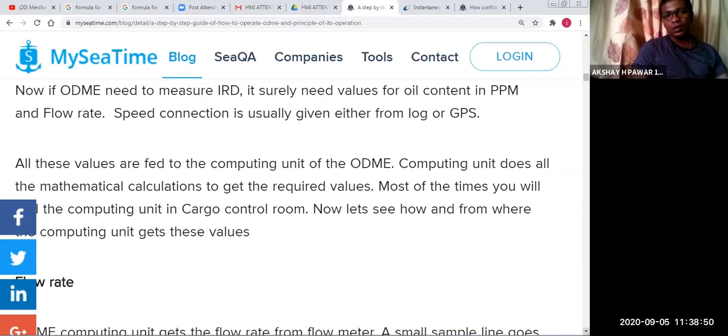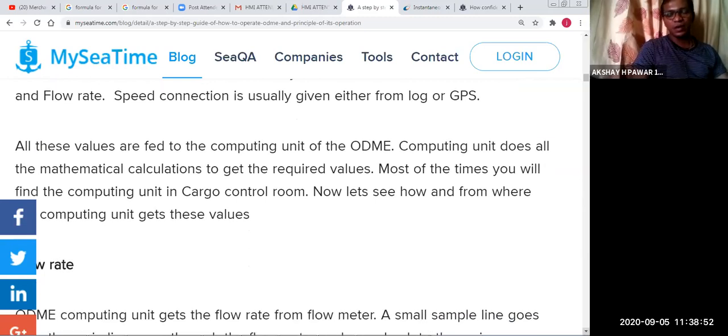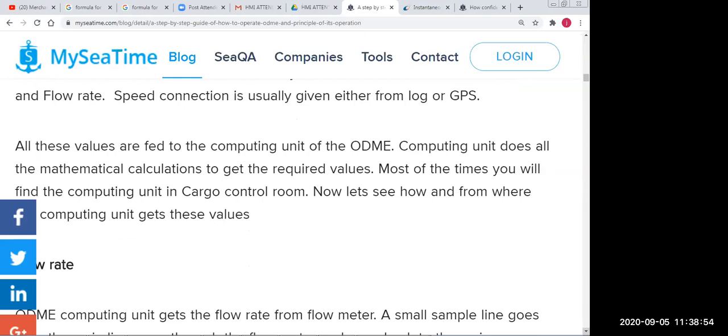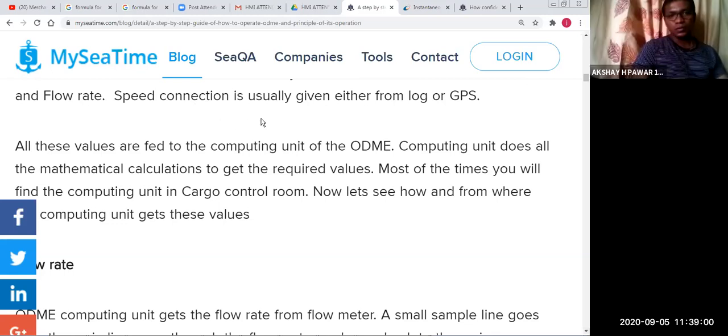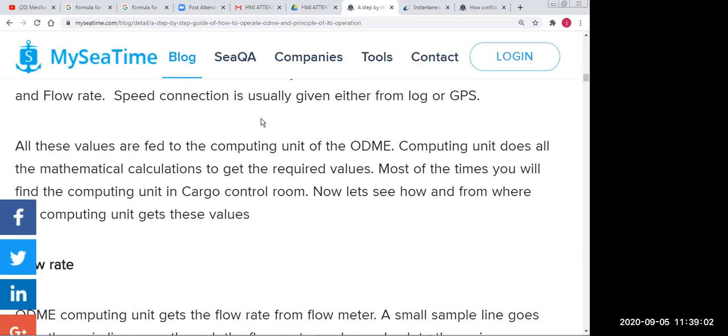Sir, in ODME also 15 ppm is required, no? No, that is for the oily water separator. The ppm here is connected to your 30 liters per nautical mile only, that is the instantaneous rate of discharge. Okay.